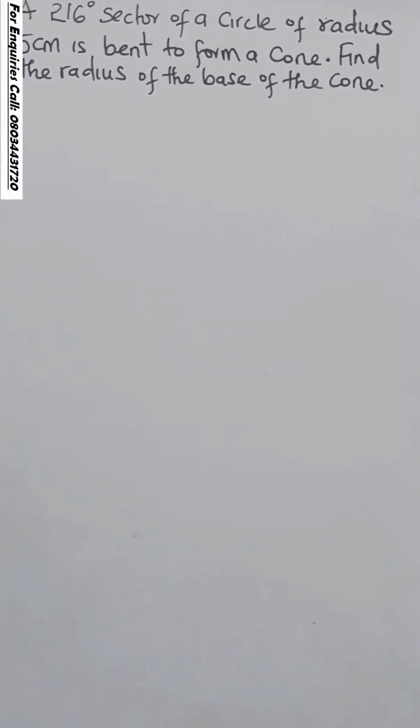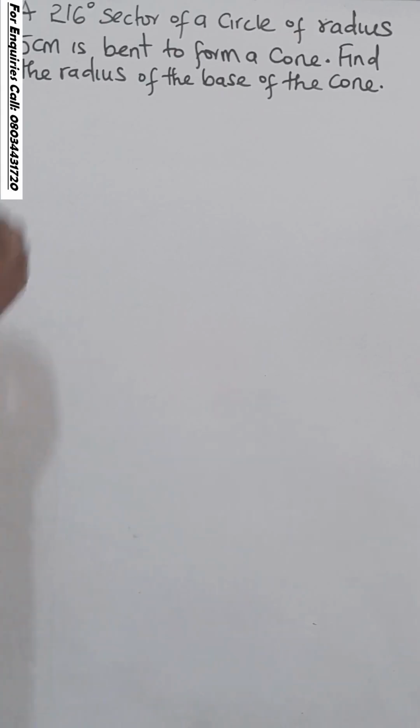Okay, today we are going to find the radius of the base of the cone that is formed from a sector. The sector is 216 degrees and the radius of the sector is 5 cm. That sector is bent to form a cone. Now we are going to find the radius of the base of the cone.